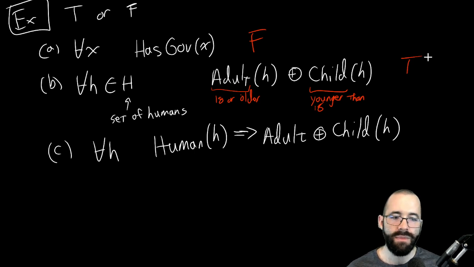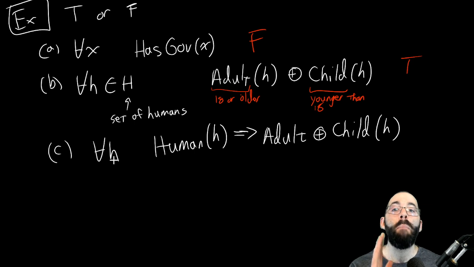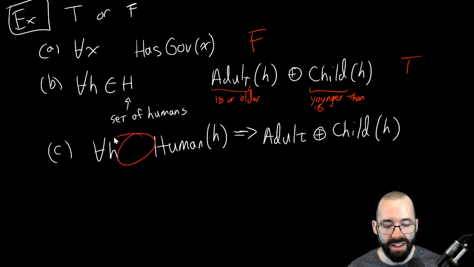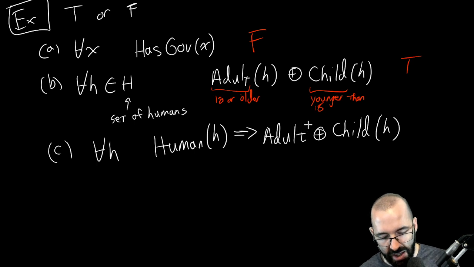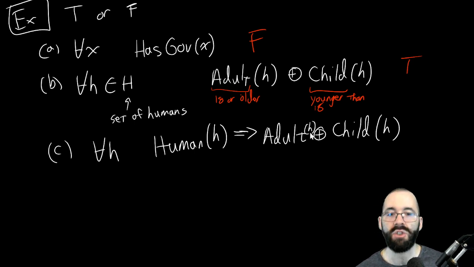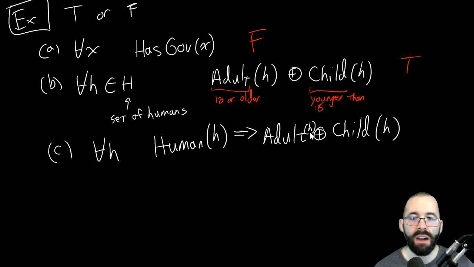But again, it depends on how you define these functions, but if you define it this way, sure, this can be true. All right. Letter C. For all h, period. There's no specification this time in letter C. For all h, if h is a human, then either h is a child XOR h is an adult. Is this true? And we have to be a little careful on this.